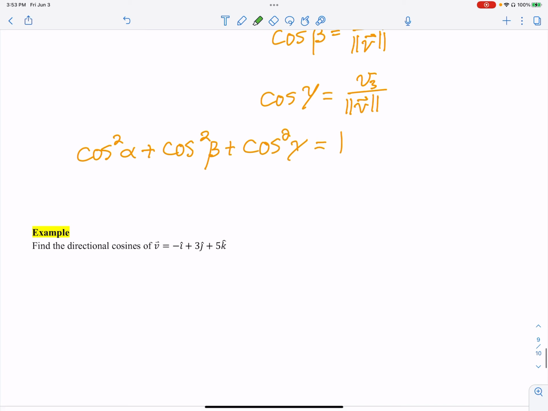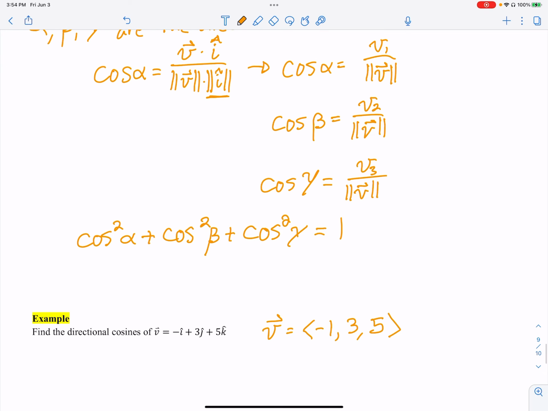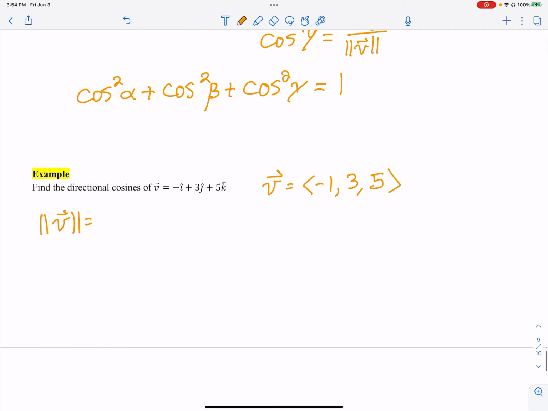All right, let's finish off with an example. It's pretty straightforward. We have v. I'm going to rewrite it in its component form because that's what I prefer: -1, 3, 5. It says find the directional cosines. If I take a look at all three definitions, I definitely need the magnitude of v. The magnitude of v is the square root of the sum of the squares. If you work it out on your calculator, this turns out to be the square root of 35.